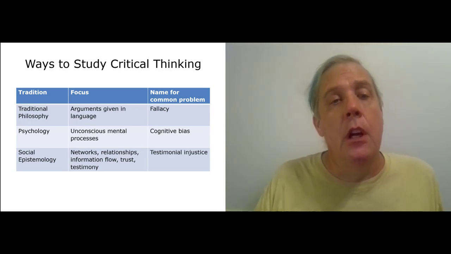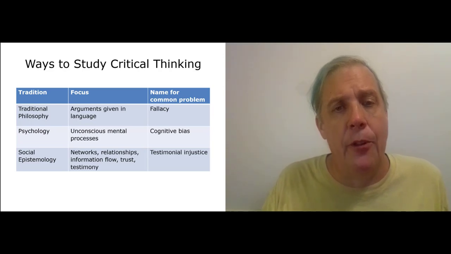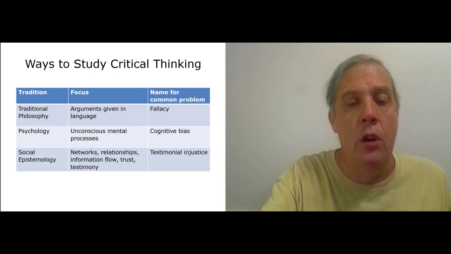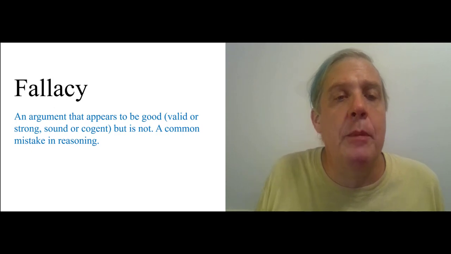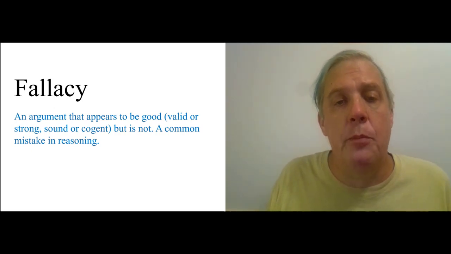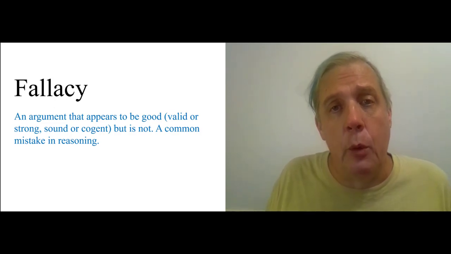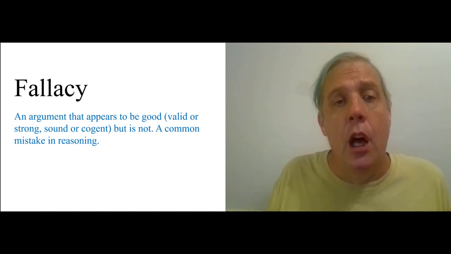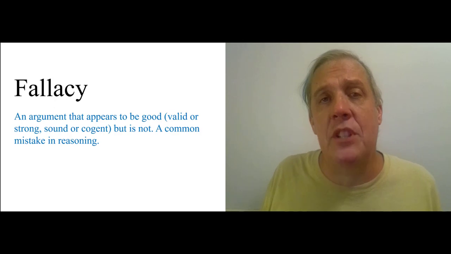In any case, one of the ways I've been distinguishing the traditions in studying critical thinking is by what they think the real problem is, or the big problem. And so for the tradition we're looking at now, the issue is fallacies. A fallacy is an argument that appears to be good. In parentheses here, I have valid or strong, sound or cogent. Those are terms that we use to evaluate arguments. They have technical meanings. We'll talk about them in the argument unit. In any case, a fallacy is an argument that appears to be good but is not. It's a common mistake in reasoning.